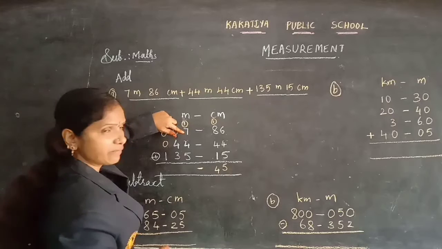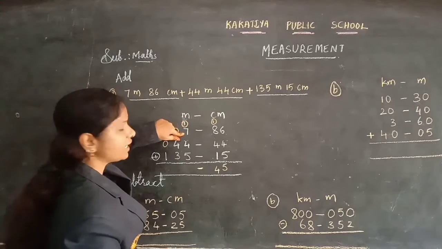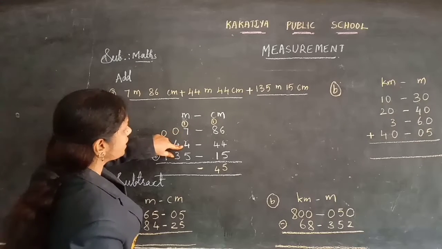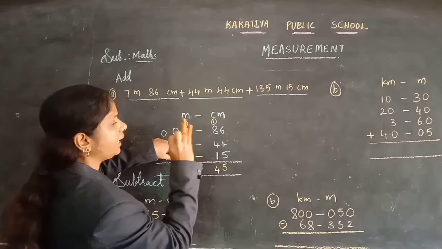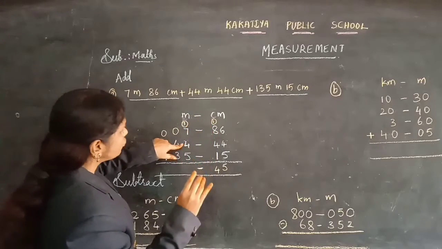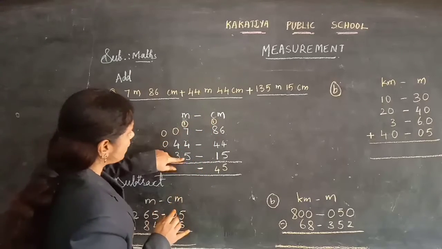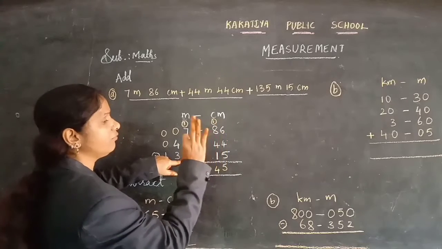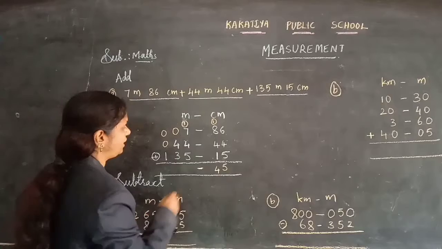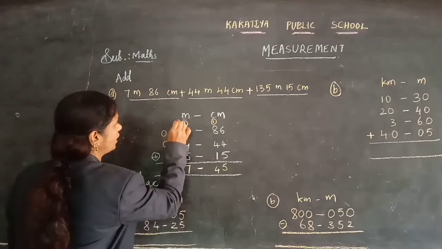Now 1 plus 7 is 8. 8 plus 4: 9, 10, 11, 12. If you add the 4, we get 12. 12 plus 5 again: 13, 14, 15, 16, 17. We are getting 17, so 7 here and 1 carried.